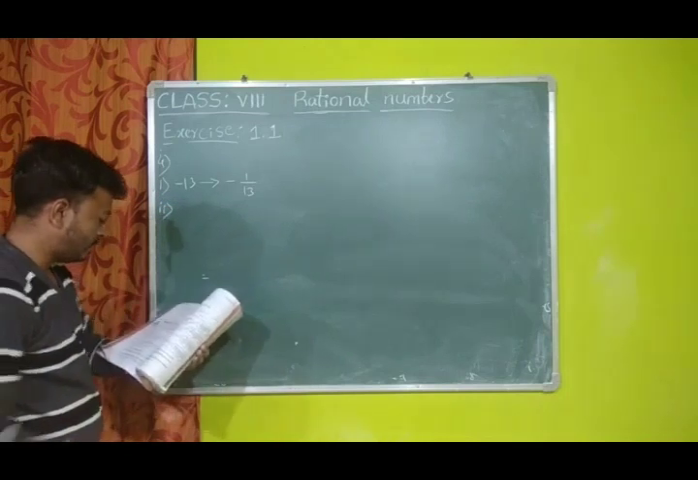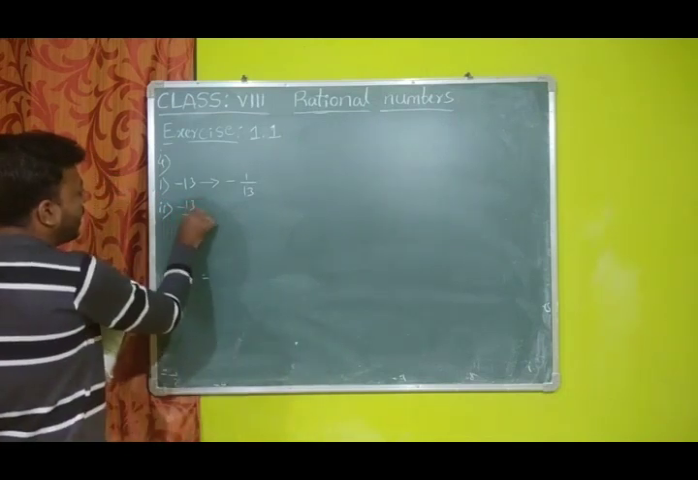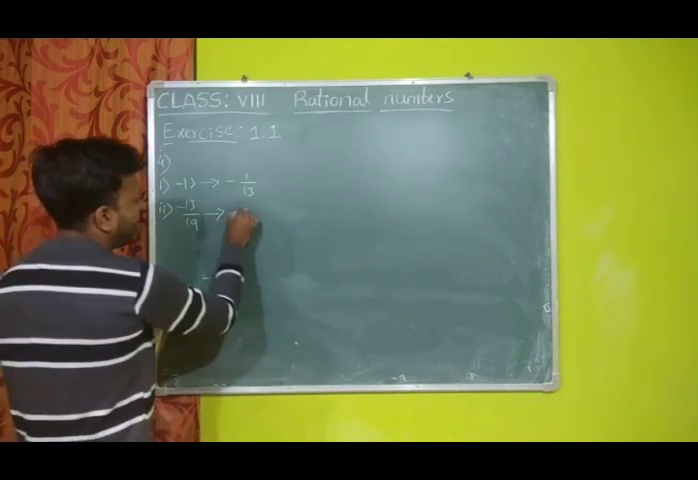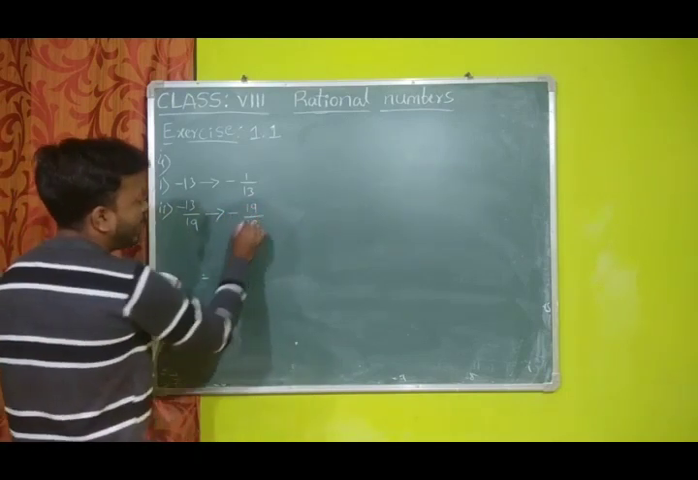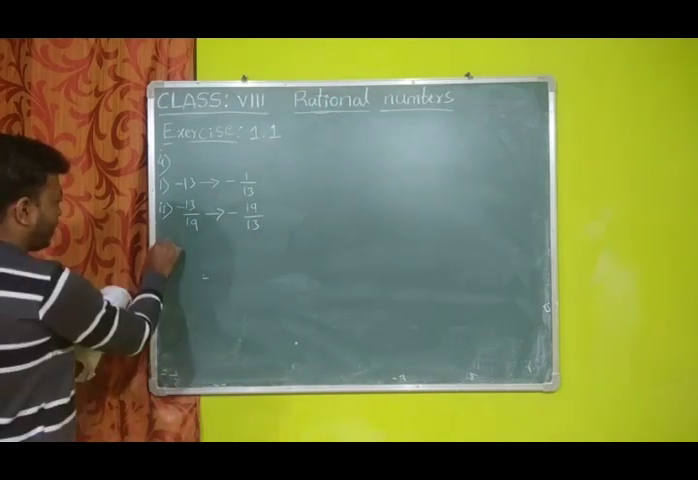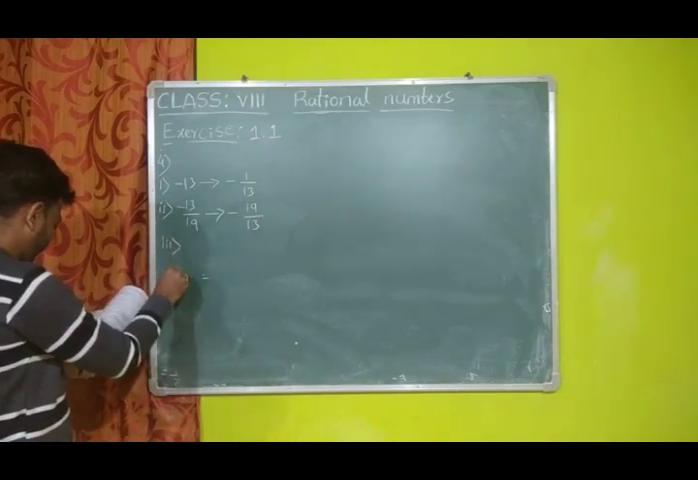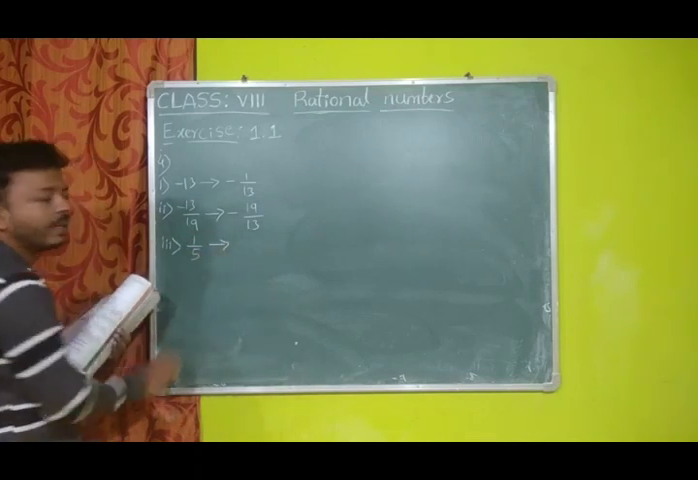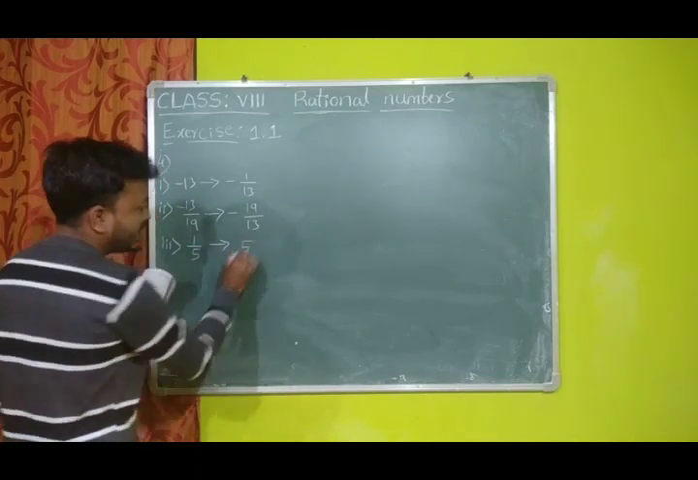Next, second one. Minus 13 by 19. Multiplicative inverse. Minus 19 as it is, divided by 13. Third one. 1 by 5. So what is the multiplicative inverse of 1 by 5? Yes, it is 5.